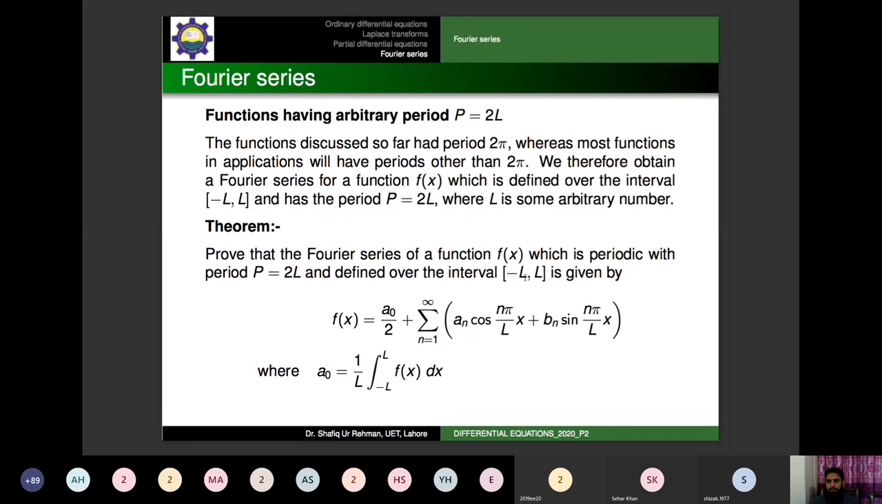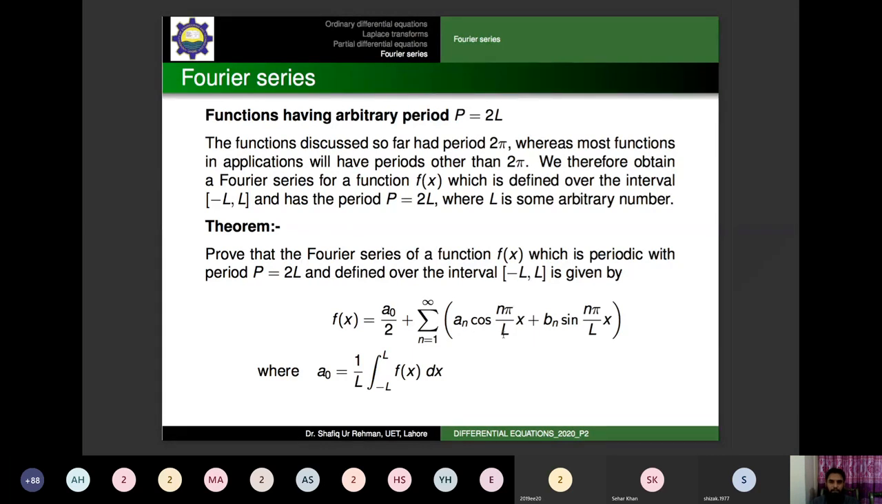So other than pi, you are going to talk about L. In other words, just replace pi by L, so you will have this expression. In this expression, if you replace L by pi, it is identical to the previous representation of the series. So anyway, it's not a new result. It can be a deduction or an extended version of the previous Fourier series.